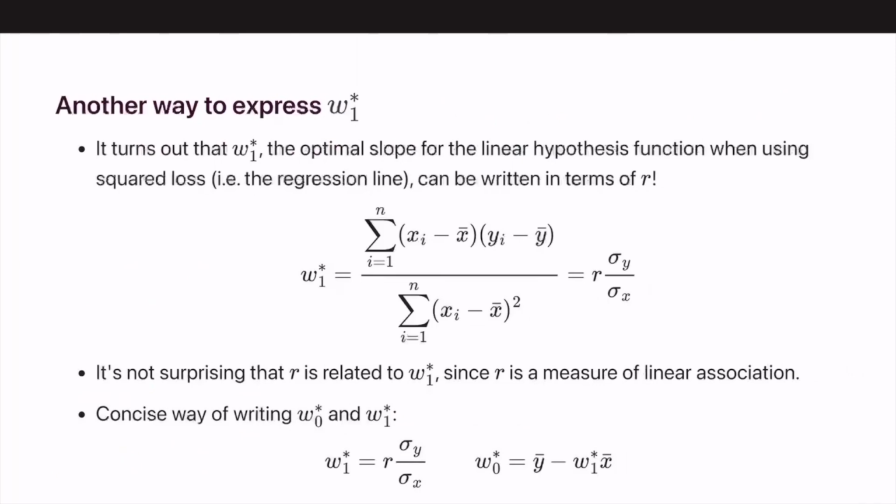Why can we write this in terms of R when trying to find out the optimal slope? And the same thing can be said, there's a concise way of writing this, it just becomes that. But this is really the meat that we want to look at.